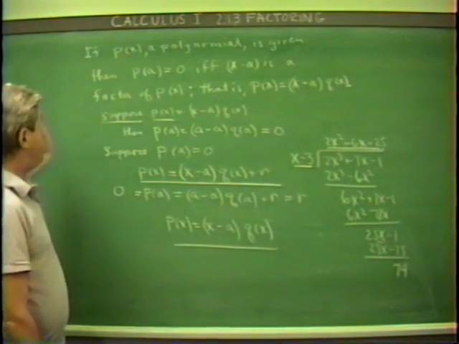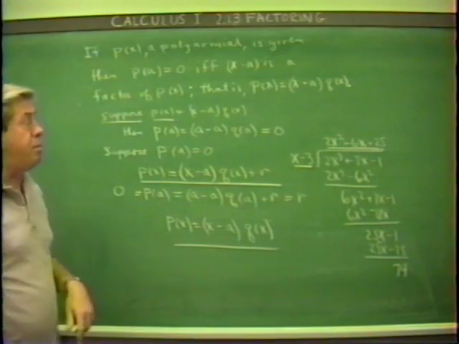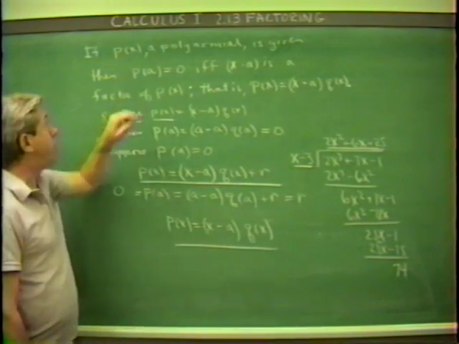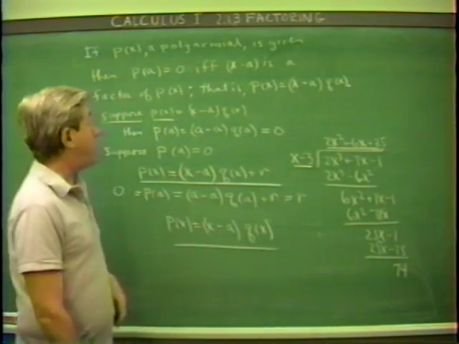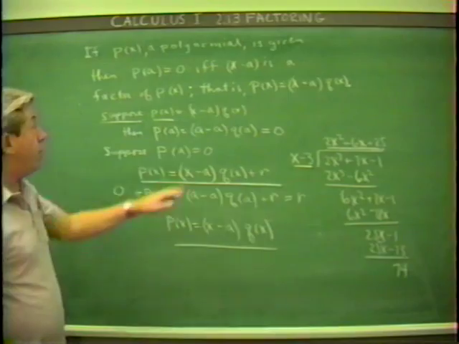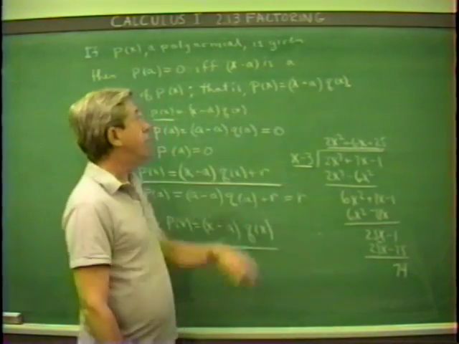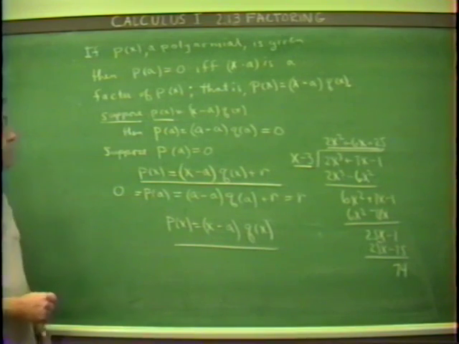So again, if you've got a polynomial and you establish the fact that the value of the polynomial at a particular point is 0, then x minus that point, x minus a, is going to be a factor of the polynomial. And you can factor it in this fashion like so. Having polynomials in factored form is frequently useful.